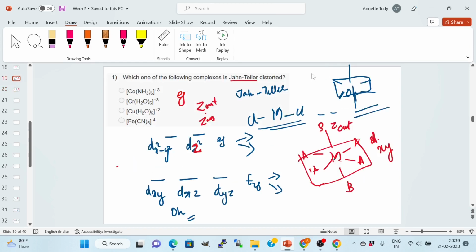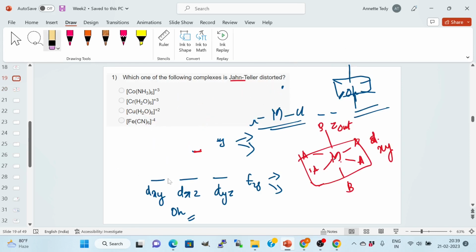Okay. So now we will try to solve which one has Jahn-Teller distortion.